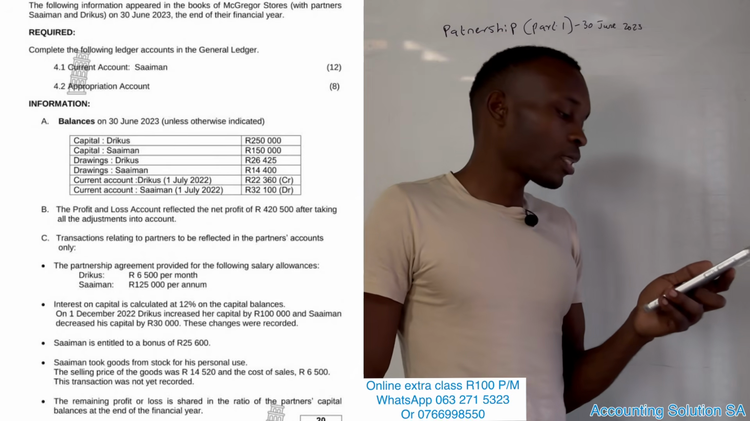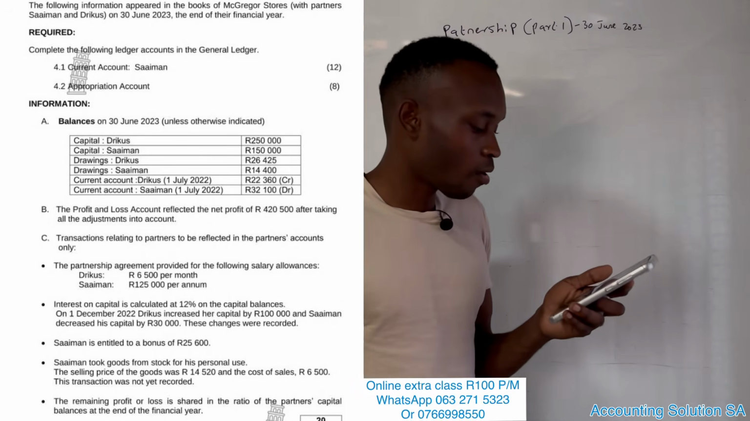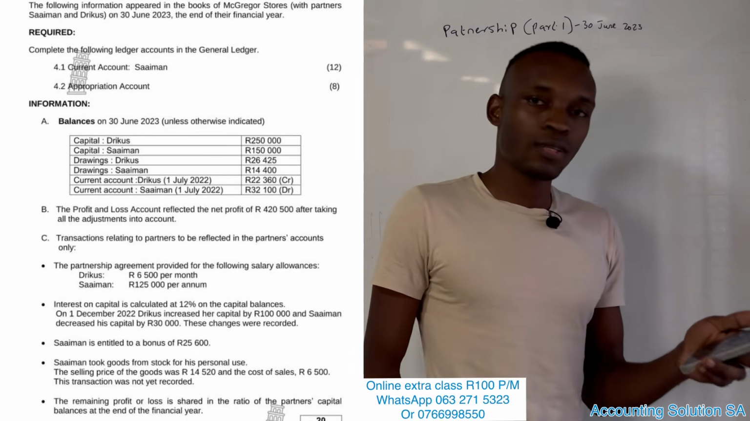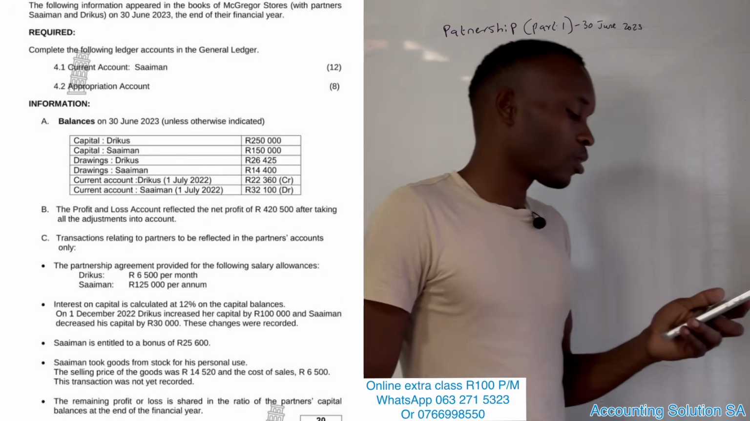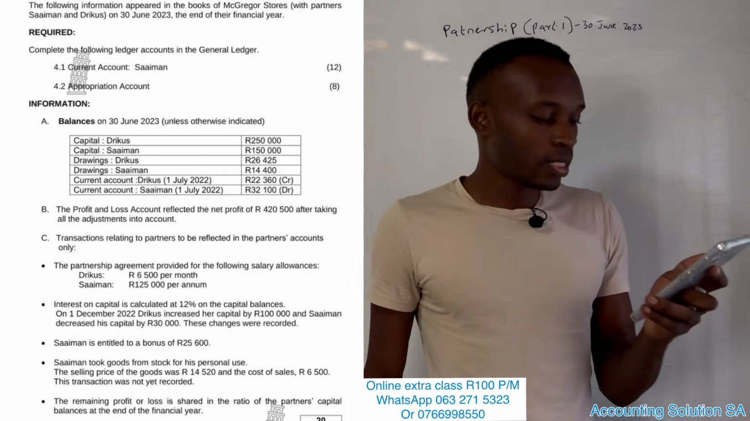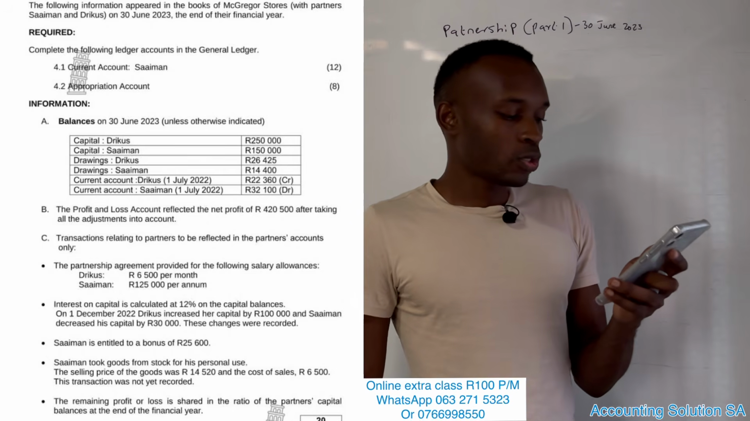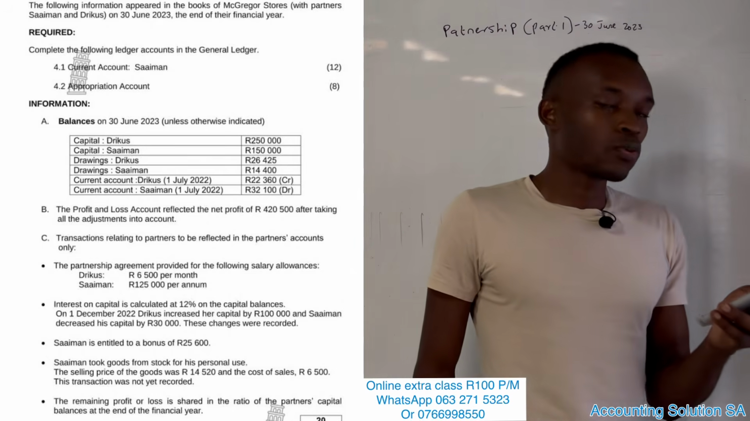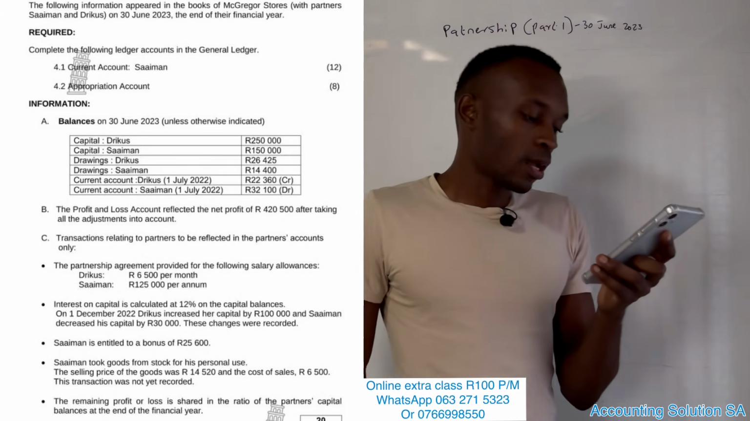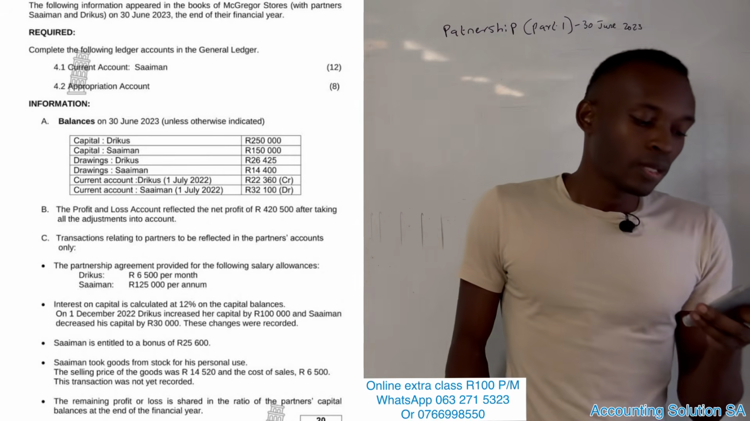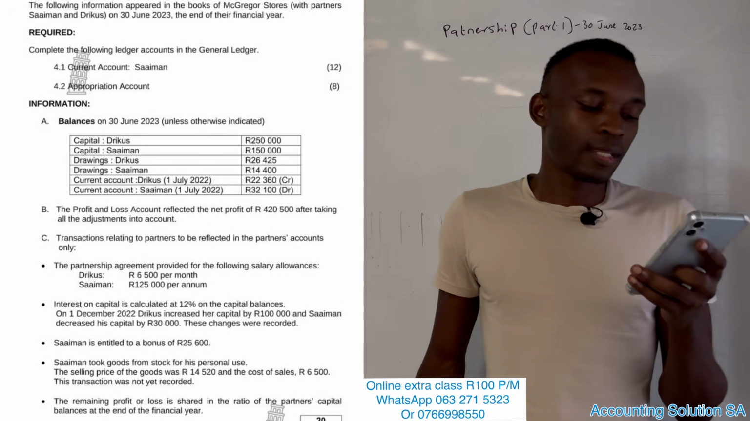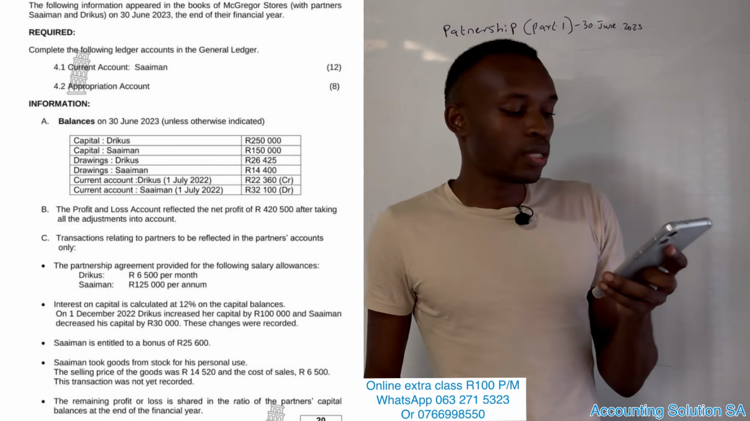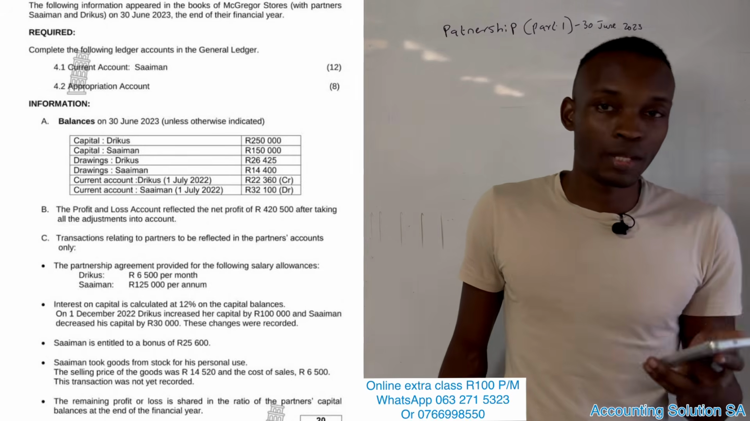After that we have some agreements of the partners. They agree that you are going to get so much per month, you're going to get so much per year, and so on and so on. They give us the interest part. They also told us that Simon is going to earn a bonus. They also tell us that Simon took some stock for personal use, which is drawings, and they also tell us how they are going to allocate the remaining profit to each other.